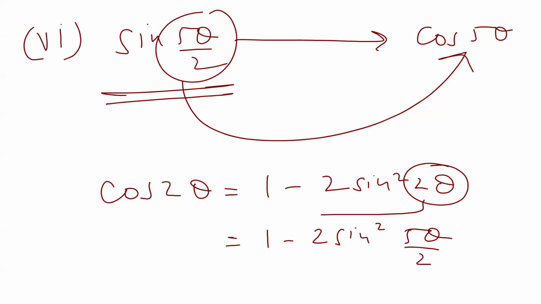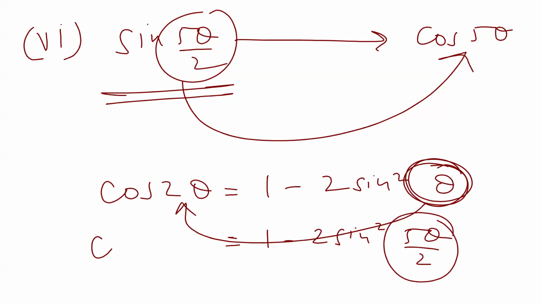Sorry, this should be theta. I'm really sorry. 1 minus 2 sin square theta. So 2 theta becomes phi theta. This particular theta becomes 2 theta over here. So the double of phi theta by 2 will be phi theta. So this will be cos phi theta, right?